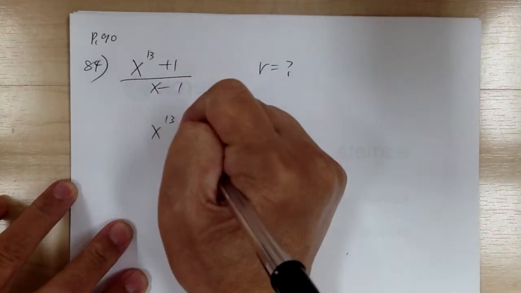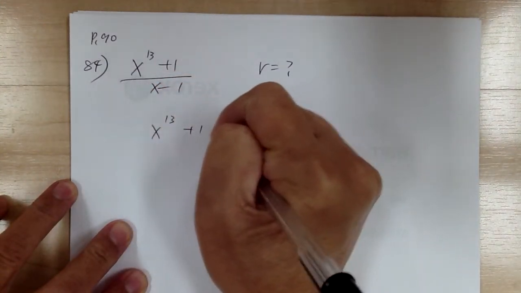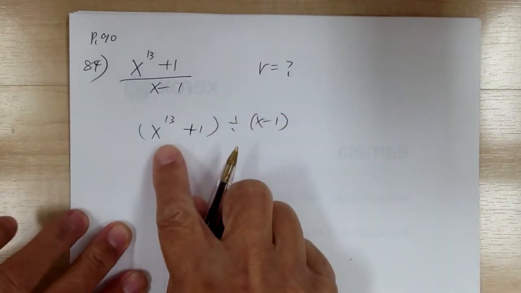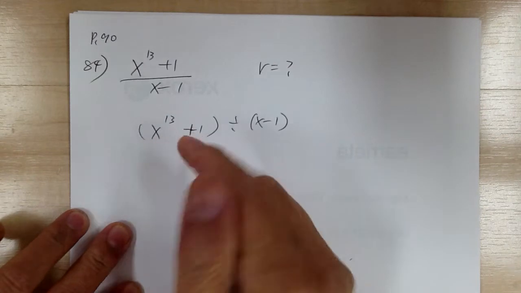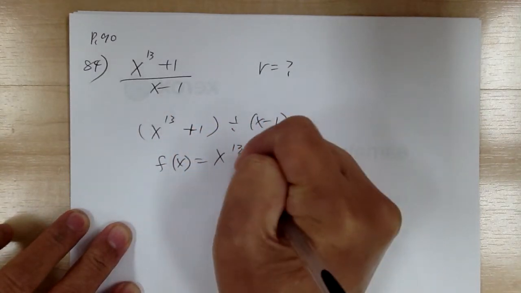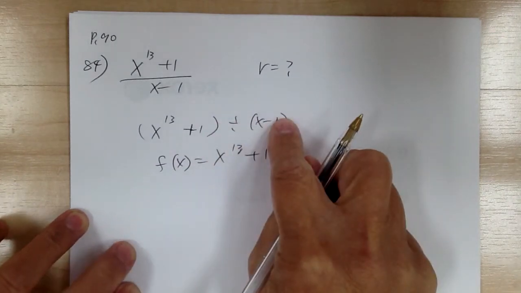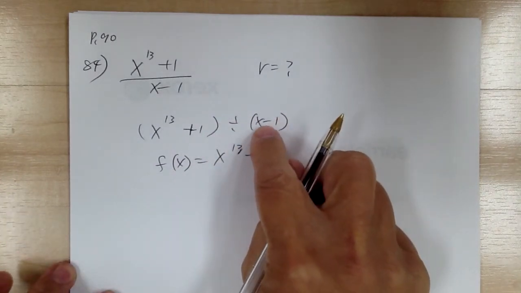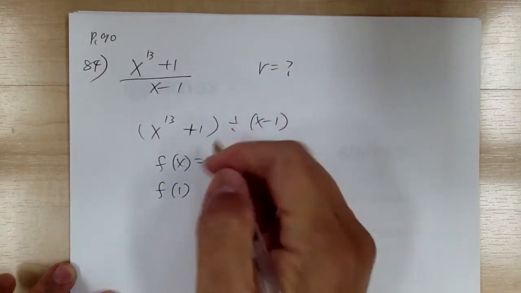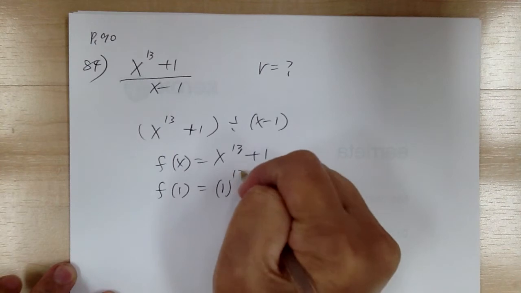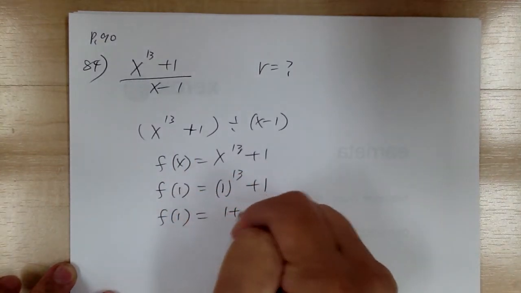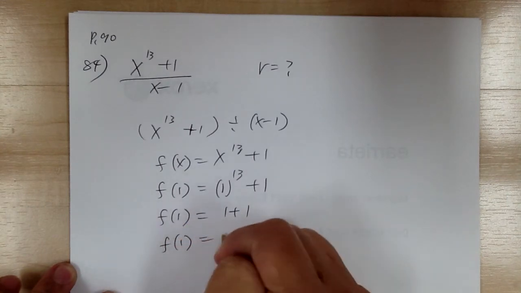So you have x to the 13 plus 1 divided by x minus 1. Let f of x equal x to the 13 plus 1. When you divide by this, you can substitute into here. So f of 1, if you solve, you get x equal to 1. We have 1 to the 13th power plus 1, so f of 1 equals 1 plus 1. So f of 1 equals 2.